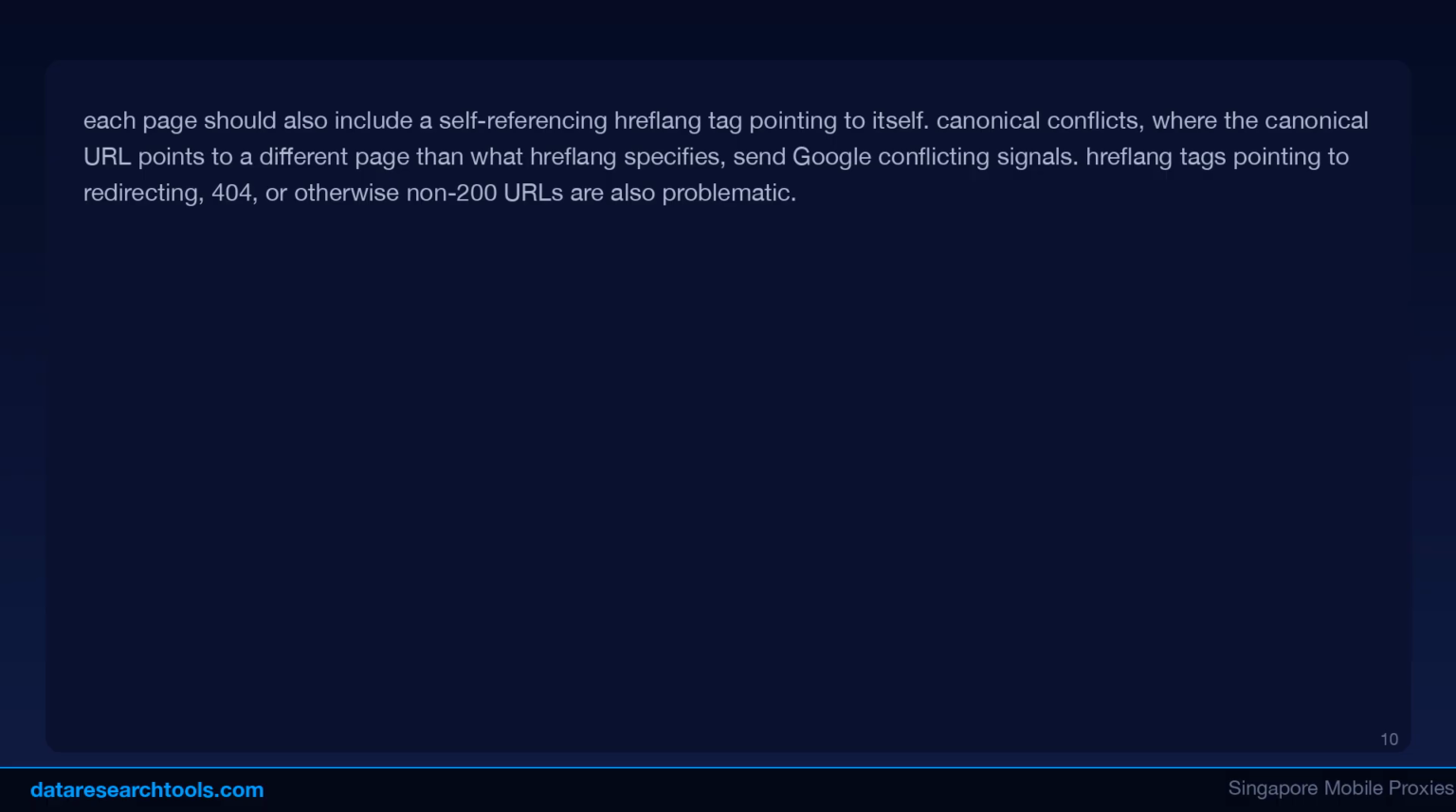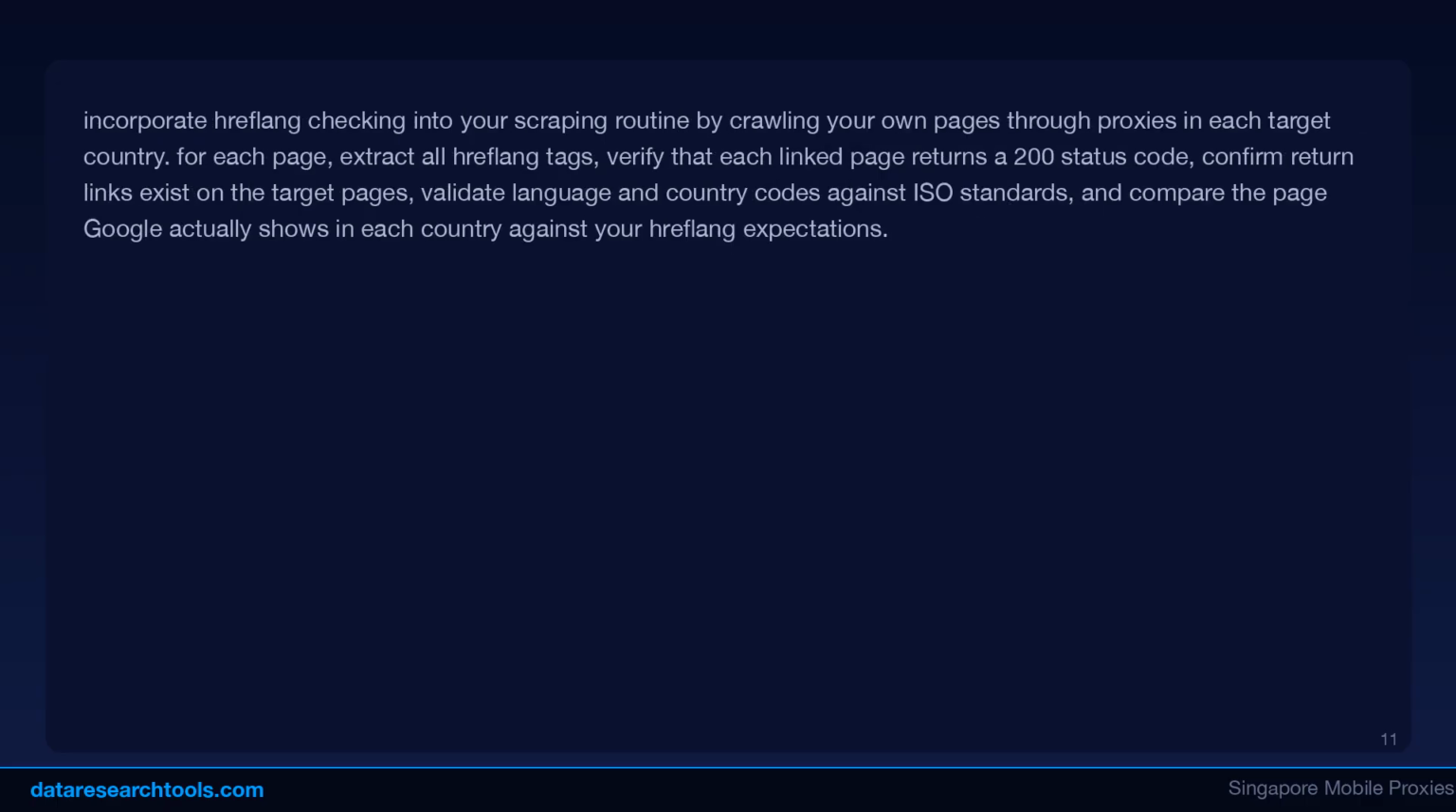Using incorrect language codes like en-UK instead of the required en-GB is a frequent error that silently breaks Hreflang. Each page should also include a self-referencing Hreflang tag pointing to itself. Canonical conflicts, where the canonical URL points to a different page than what Hreflang specifies, send Google conflicting signals. Hreflang tags pointing to redirecting, 404 or otherwise non-200 URLs are also problematic.